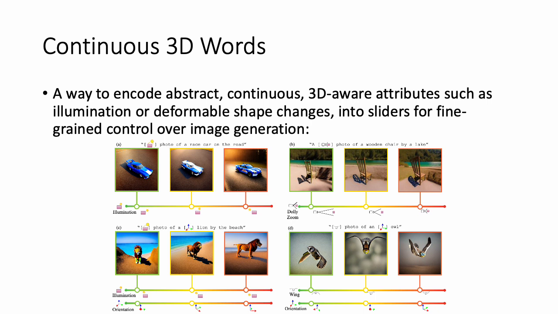In this work, we present another approach to tackling this problem by presenting continuous 3D words, a way to encode abstract, continuous, 3D aware attributes such as illumination, deformable shape changes, or camera parameters into sliders. These sliders can then be used jointly with other texts to gain fine-grained control over image generation.